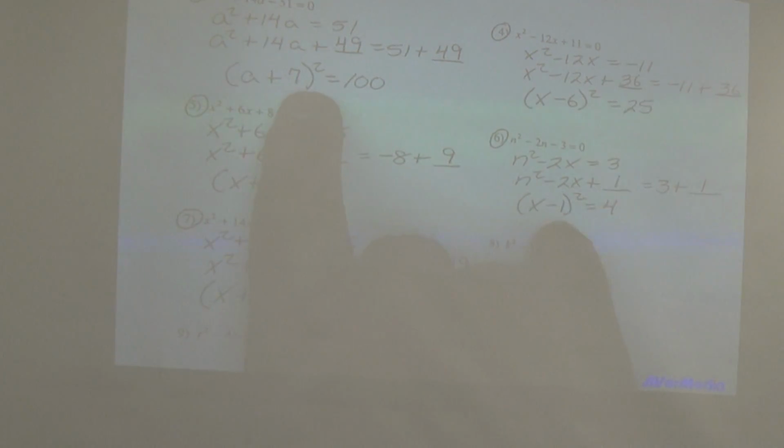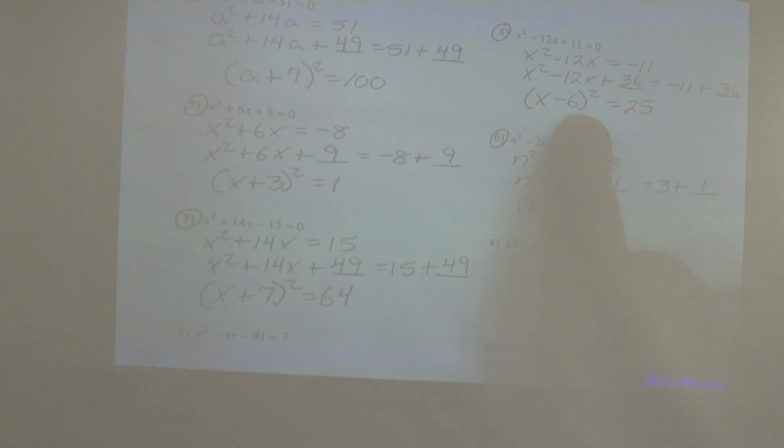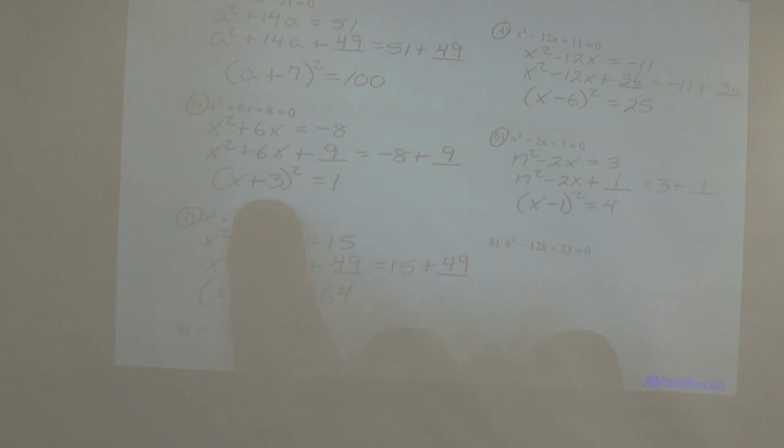So I really wanted you to get to this format, this a plus 7 in parentheses squared equals 100. This x minus 6 in parentheses squared equals 25. This x plus 3 in parentheses squared equals 1. This x minus 1 in parentheses squared equals 4. And this last one here on number 7, this x plus 7 in parentheses squared equals 64. That's really where I wanted you to get to.